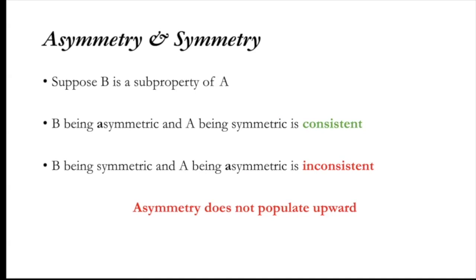Suppose B is a subproperty of A. B being asymmetric and A being symmetric is consistent. B being symmetric and A being asymmetric is inconsistent, for the same reasons I just described. Asymmetry doesn't populate upwards.